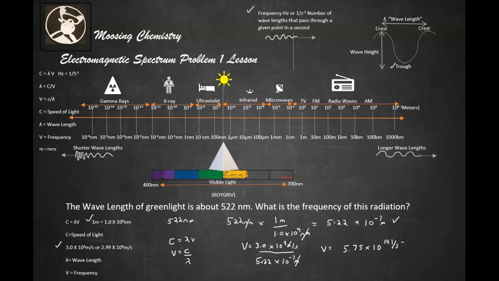Okay, so now you say, well, wait a minute. Can we also put that in hertz? Sure, because remember that hertz, right here, this is hertz. Hertz is equal to 1 over s, or s to the -1. See that? So we can either answer it this way, or we can say v equals 5.75 times 10 to the 14 hertz.